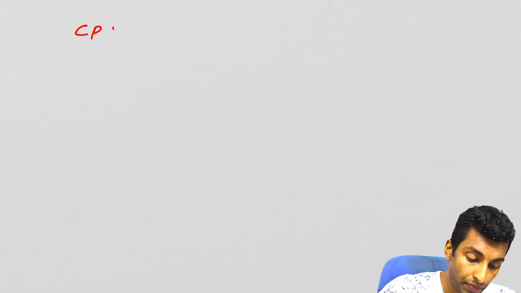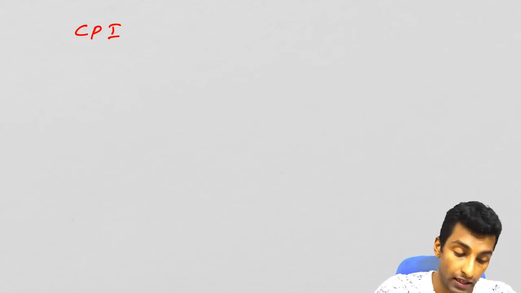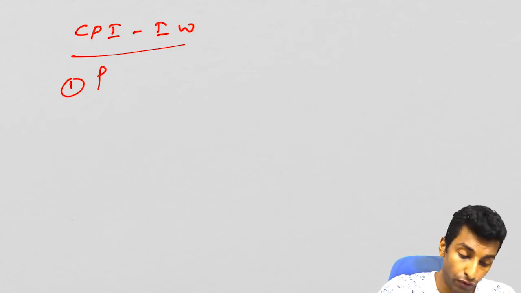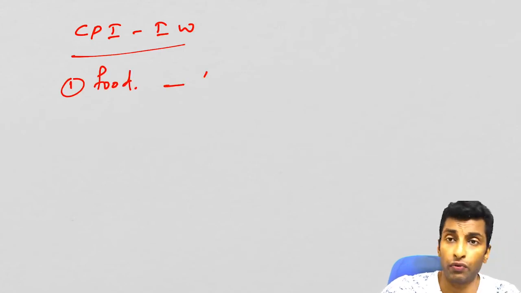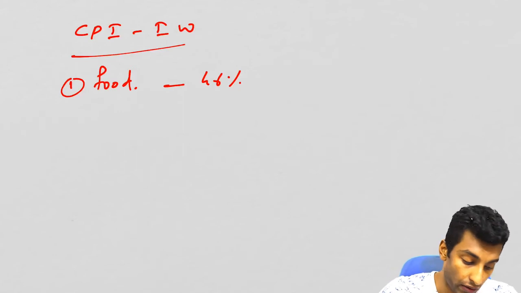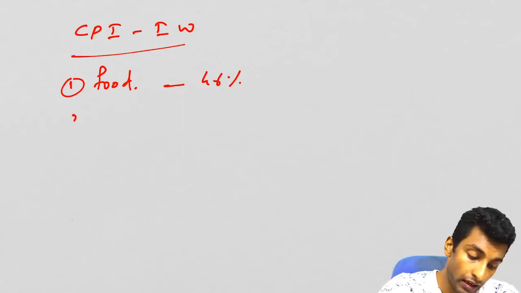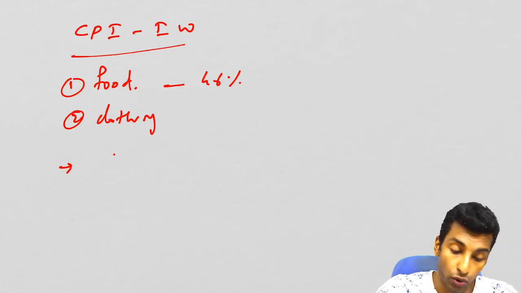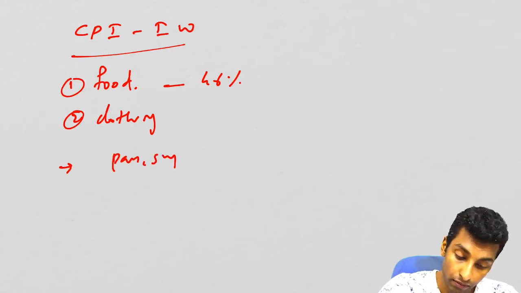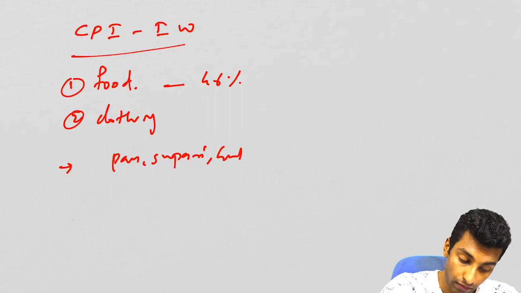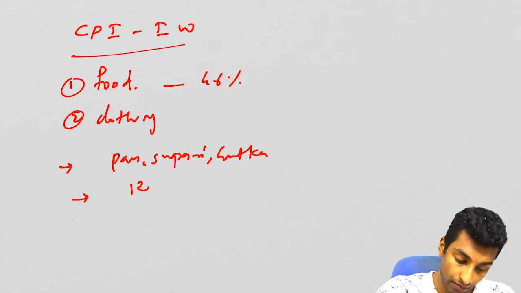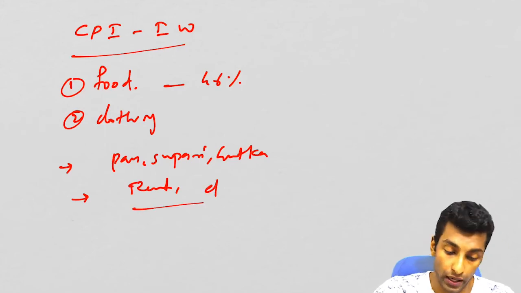So CPI, the consumer price index for industrial workers. So what are the items? I'll tell you: food. Okay, mostly food. Around 46 maximum weightage is actually given for food, then clothing, pan, supari, gutka. Okay, now other items like rent, fuel, etc. are included.